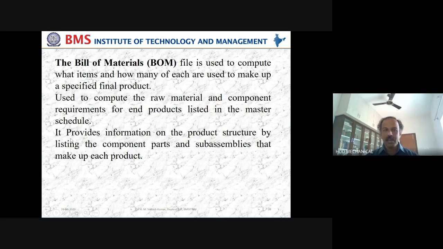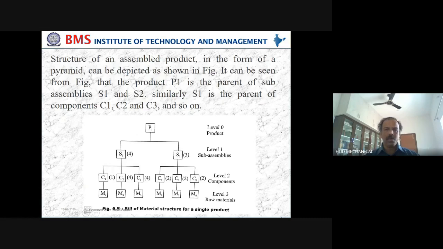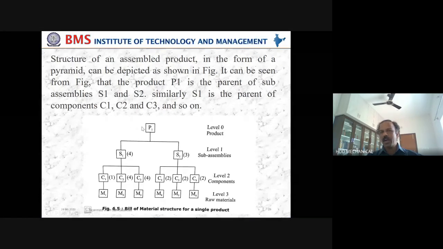It provides information on the product structure by listing the component parts and subassemblies that make up each product. If you observe carefully, this is what I am talking about: the bill of material structure for a single product. The product I am producing is a very simple structure, so generally getting this type is very rare. The product that I want to produce is P1. I want to produce 100 P1 products.